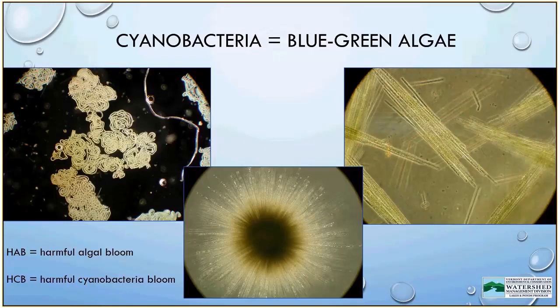Cyanobacteria is a name for a photosynthetic organism that's commonly found in our lakes and ponds, rivers, and streams in Vermont. You may recognize it by another name. They were also called blue-green algae. Cyanobacteria, however, is the more scientifically accurate name. It's the one that I'll be using throughout the presentation today. Large masses of cyanobacteria that either discolor the water or form surface scums are known as harmful algal blooms or sometimes harmful cyanobacteria blooms.